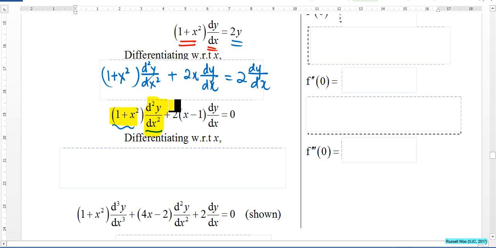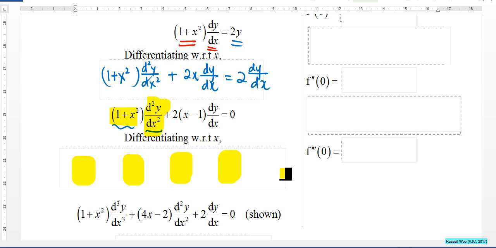Product rule. Give it one more time. This is also the product rule. Don't talk, just do. I'm not going to show you the answer. You should have 4 terms, yeah? Something plus something plus something plus something. 4 terms. Product rule.